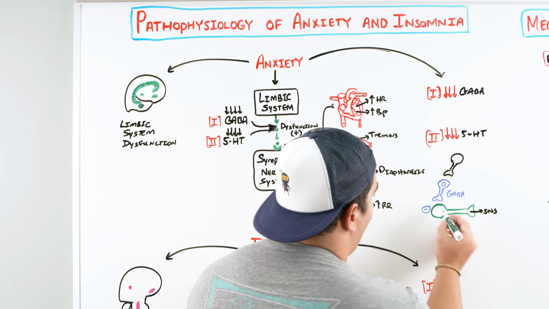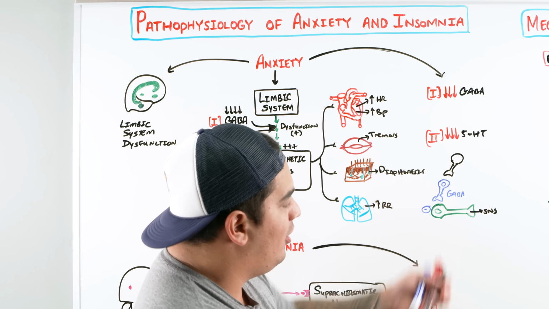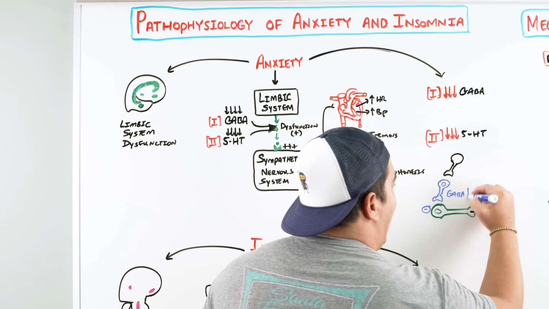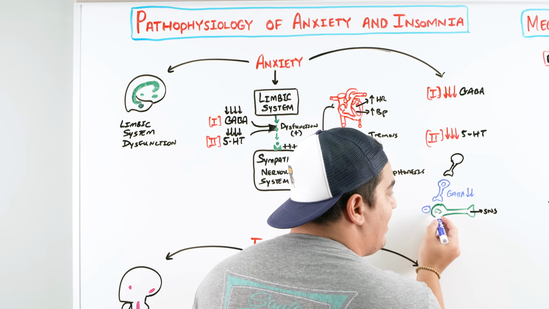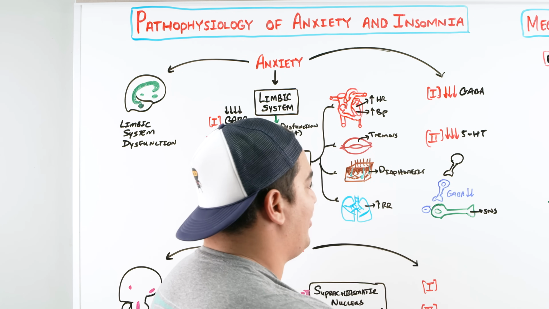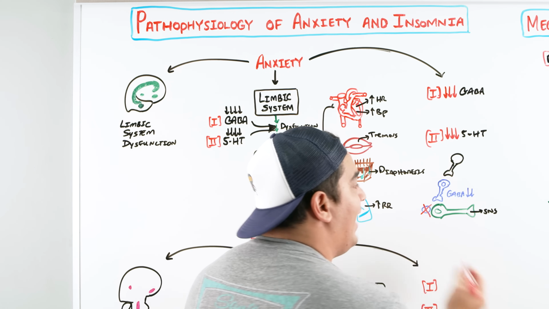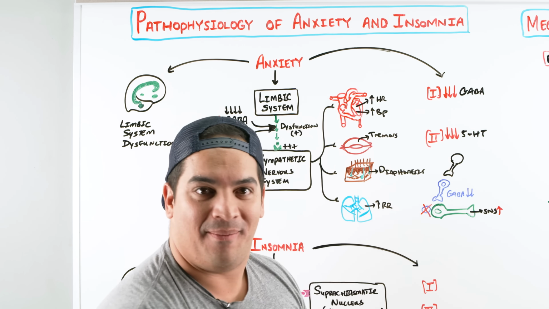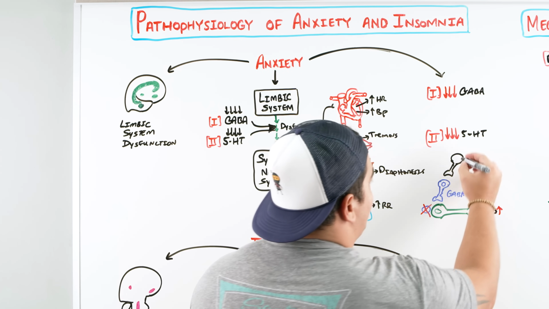But if you have low levels of GABA, what's going to happen? Low levels of GABA will no longer be able to inhibit this. And so this inhibition factor is gone, and then you increase the sympathetic nervous system. The other one is your serotonin.